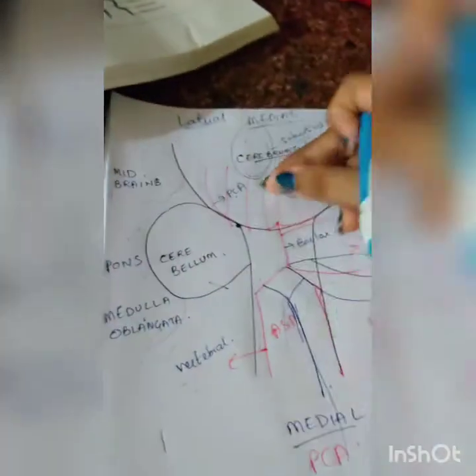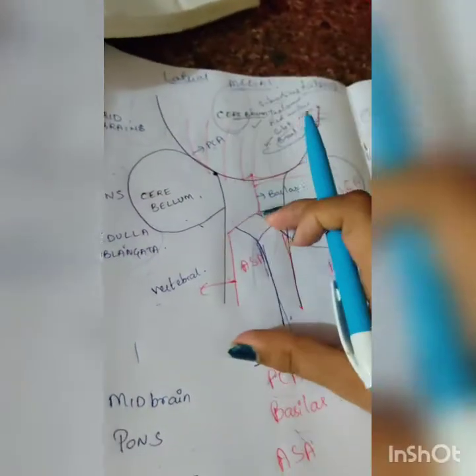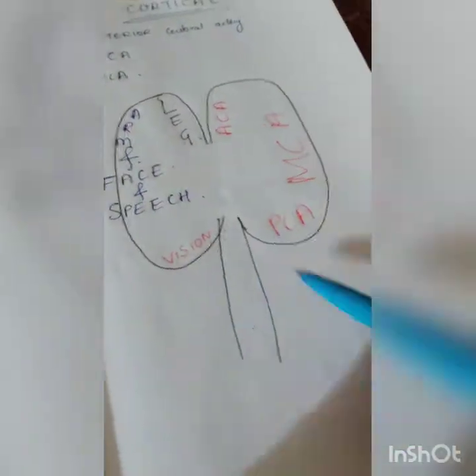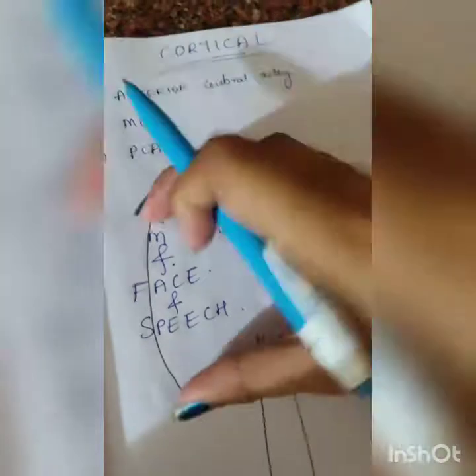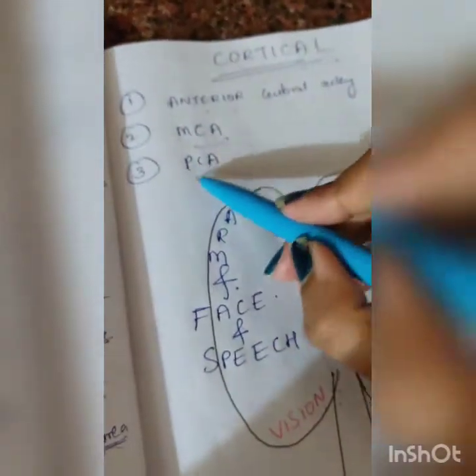So this was all about the vertebrobasilar system, that is, when the vertebral and basilar arteries are affected. Whereas when the cortical system is affected, the cortical is nothing but the cortex. There are 2 cerebral hemispheres, then the cerebellum comes here, and then the brainstem. The cortices have 3 main arteries: anterior cerebral artery, middle cerebral artery, and posterior cerebral artery.